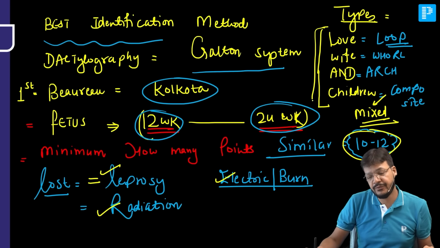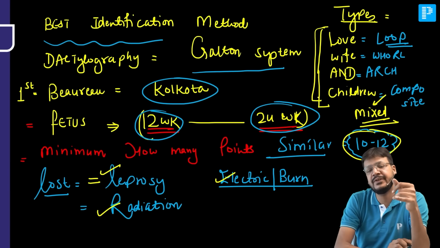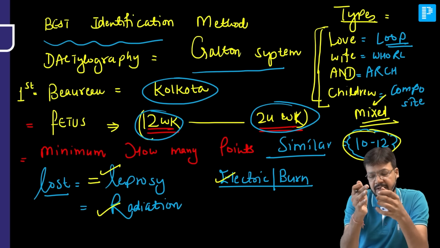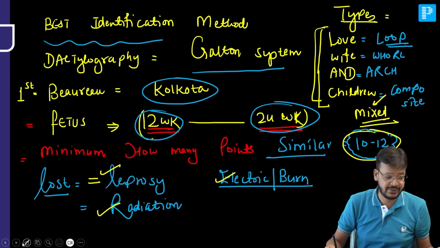And what are the varieties of fingerprint? You can remember by love, wife and children. Love for loop, wife for whorl and arch, and children is the mixed variety, the composite variety.